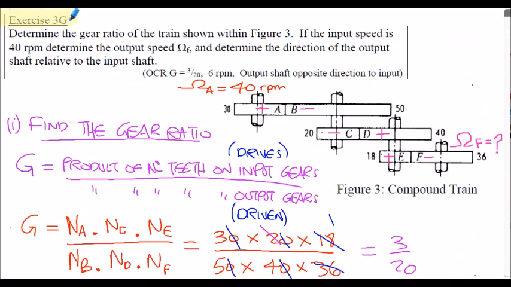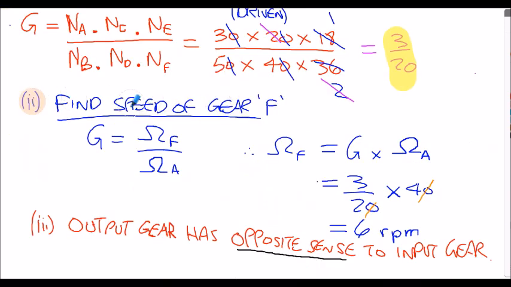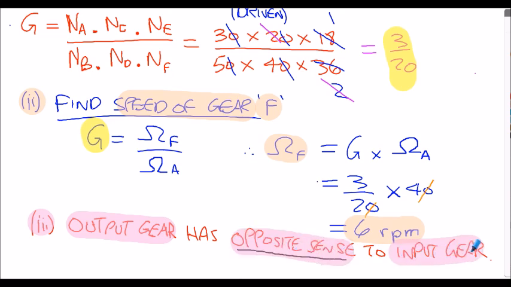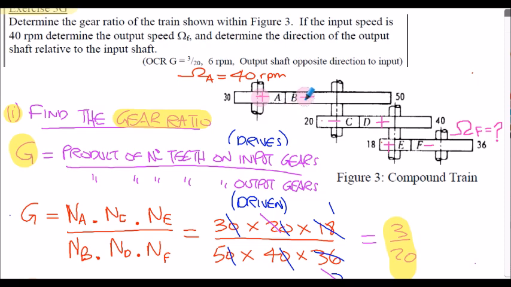Here's exercise 3G, the solution. I'll let you review the solution at your own pace, but firstly, we calculated the gear ratio, capital G, and that evaluated to 3 upon 20. And next, we calculated the speed of gear F. We know the gear ratio from above. I'm using here the relationship between the output and input speeds to calculate the output speed, which was 6 RPM. And item 3 labelled here, using velocity arrows, we find that the output gear has opposite sense to the input gear. Here are the velocity arrows.